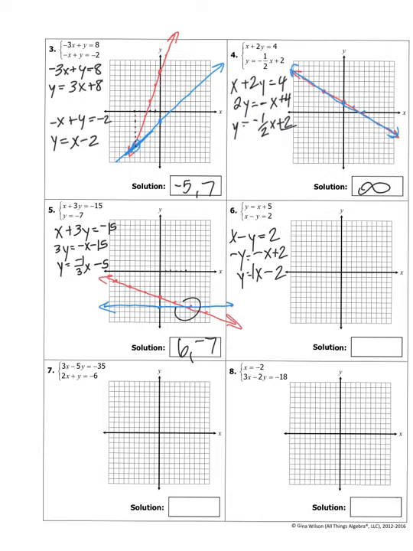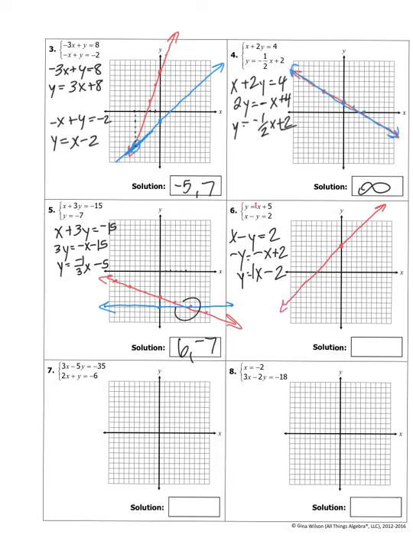So let's graph both of these. The first equation, y equals x plus 5. Y-intercept at 5. And then since the slope is 1, we go up 1 over 1, up 1 over 1, and then down 1, left 1. And then we connect the dots.